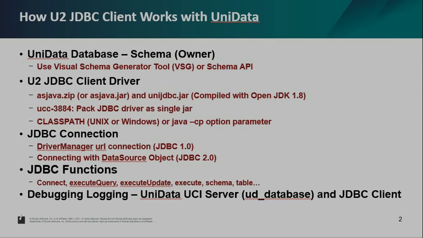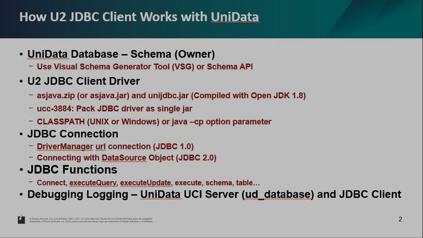In this video, we talk about a couple of topics. The first one is the UniData database schema. The UniData server is a little bit different from other servers. Basically, schema is the ownership name. It's created by the UniData Visual Schema Generation tool, which we call VSG, or you can use the schema BASIC API subroutine to generate the schema. There are a couple of different schema types, like table, subtable, and view.